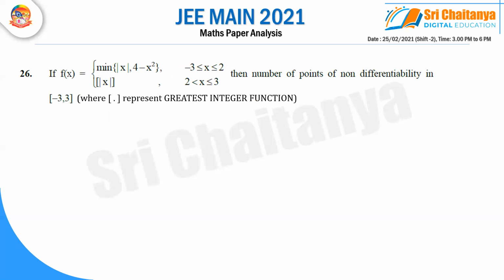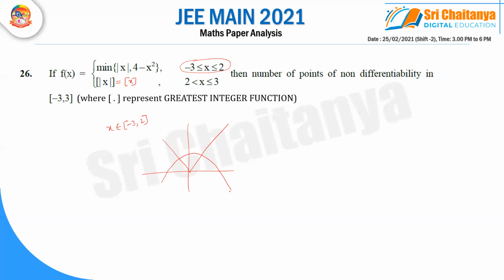Next question, he gave minimum of this graph in the interval minus 3 to 2 and step of mod of x in the interval 2 to 3. You can write this as step of x only. Why? Because in the interval 2 to 3, mod x will be considered as x only. So first, let us mark this particular interval, what will be the graph. So when I'm taking the interval minus 3 to 2, I'm just speaking about the interval minus 3 to 2. So mod x and 4 minus x square.